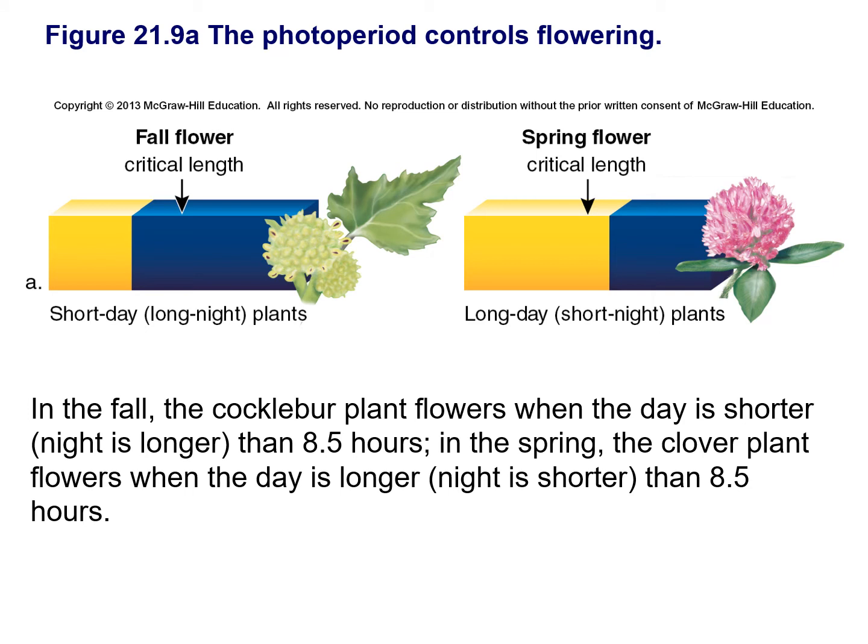So here you've got a fall flower. These are your short day plants. These are the ones that will grow when the night hours are longer. So if you look at the numbers here, 8.5 hours is what this cocklebur on the left requires for the plant to actually grow its flower. Now, on the right, your spring flower, that's a clover plant. That one needs a shorter amount of hours.